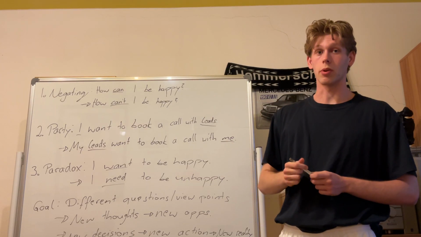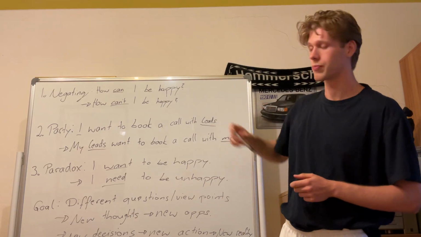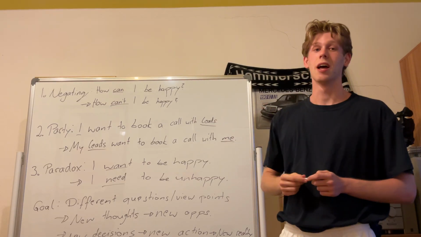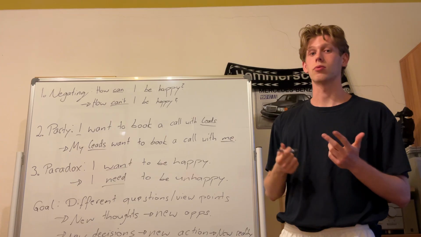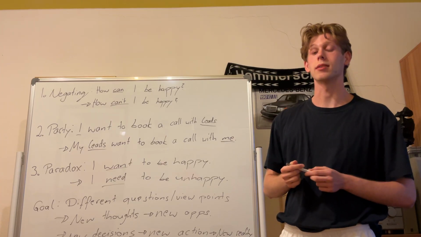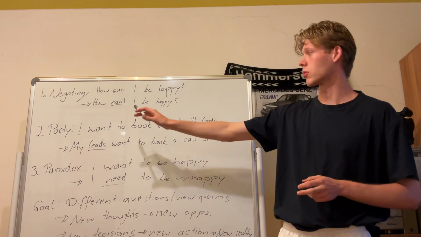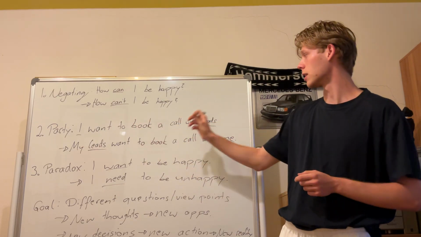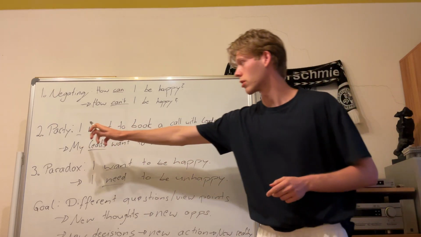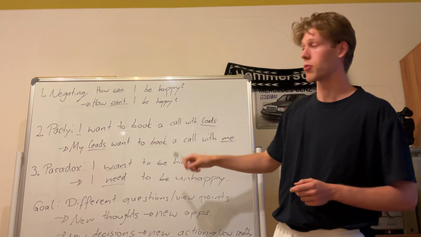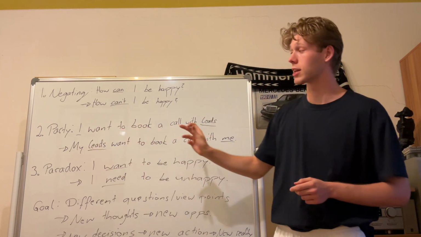And now we go on to the second type, party inversion. You can always use that when we have two or more parties in a sentence or in a question. And this one we have, I want to book a call with my leads. I underscore that we have two parties. We have I and we have leads.